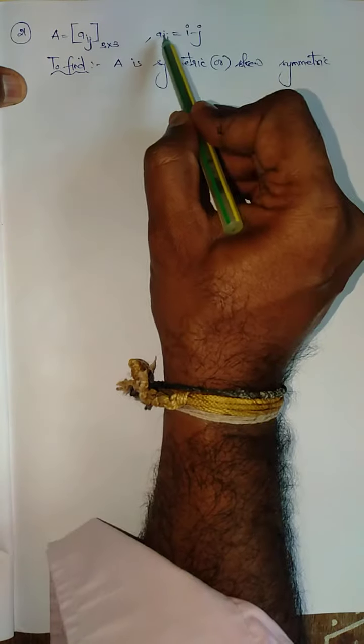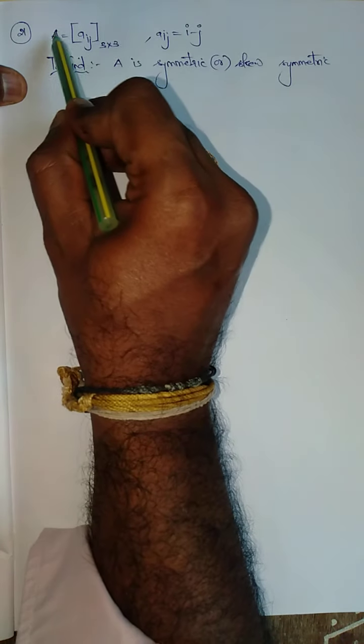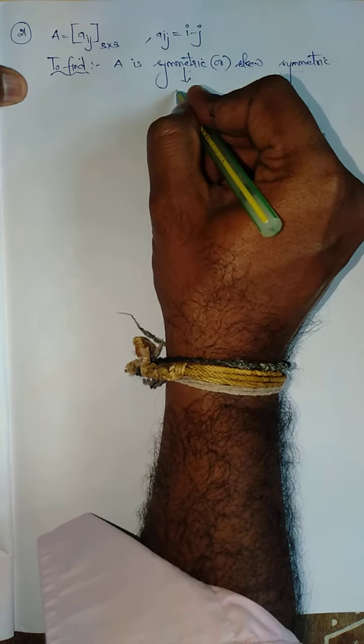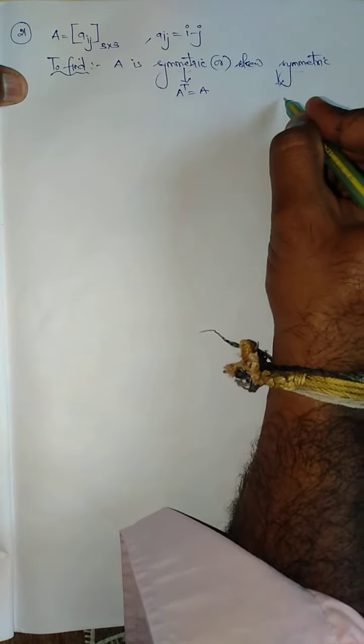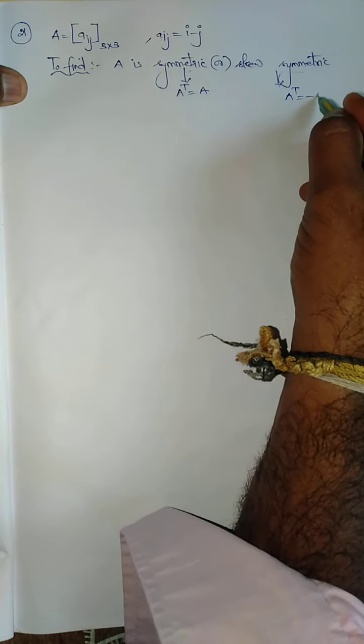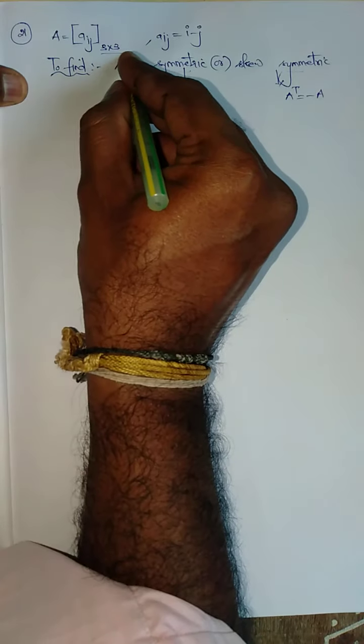21st sum: given matrix A where A_ij is i minus j, find whether matrix A is symmetric or skew symmetric. What is symmetric? Symmetric is nothing but A transpose is equal to A. What is skew symmetric? A transpose is equal to minus A is skew symmetric. First I will find the matrix A. This is given as 3 cross 3.